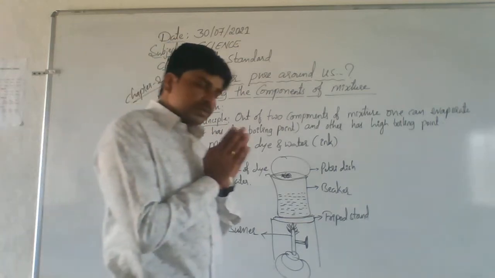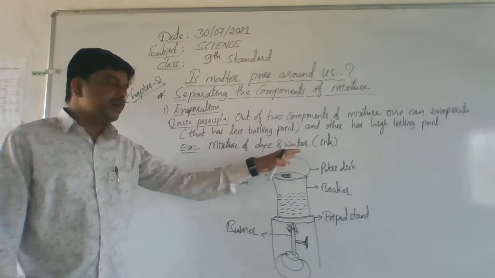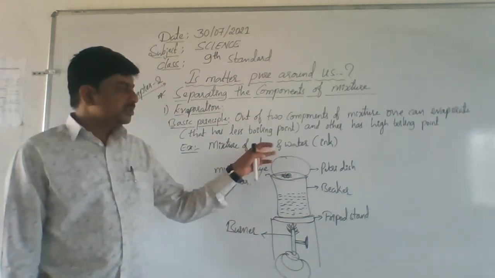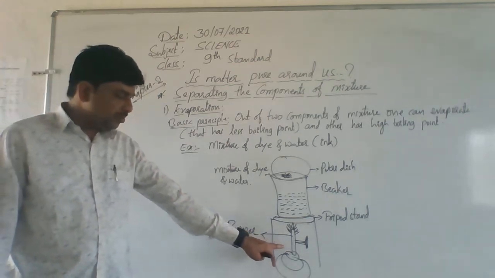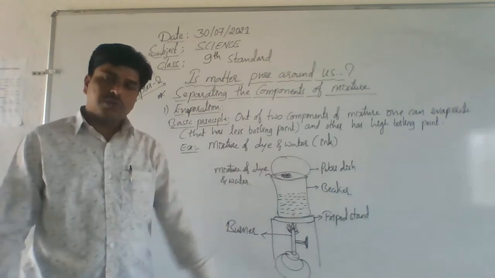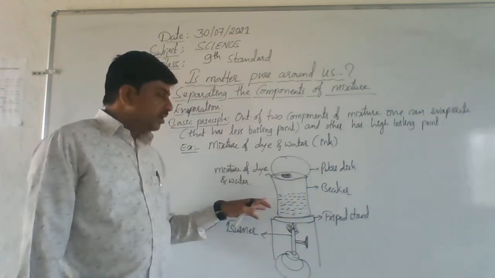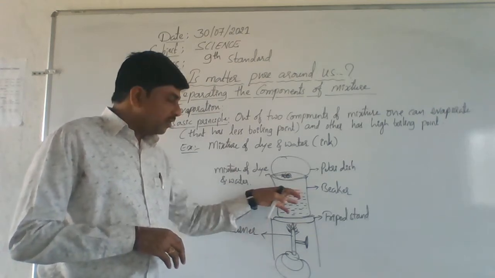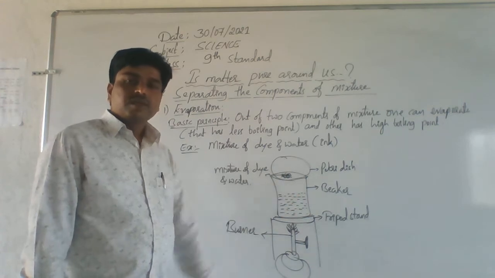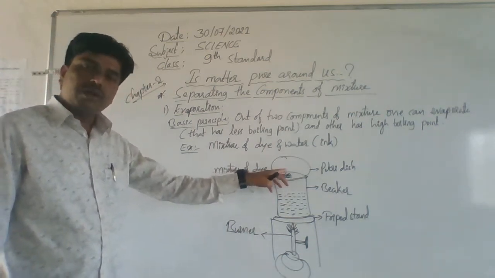So here let's see how we can obtain the dye, the colored component, from an ink. An example is the mixture of dye and water, that is nothing but ink. Just take a blue ink. To separate the colored component, that means dye, from ink by evaporation, you first need a Bunsen burner, tripod stand, beaker, water, a watch glass, which is also called a petri dish, and finally ink. Understand? Take a beaker first and fill it half with water. Take a watch glass or petri dish, put it on the mouth of this beaker, and put a small amount of ink, the mixture of dye and water, on the petri dish or watch glass.